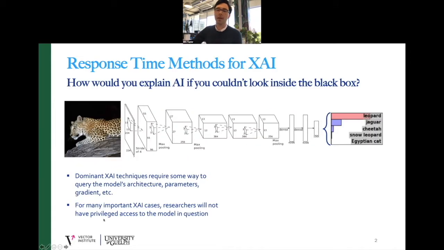There we go. So our research is motivated by the question, how would you explain AI decisions if you couldn't look inside the black box? This seems like a ridiculous thing to do. After all, why would you ignore pertinent information?